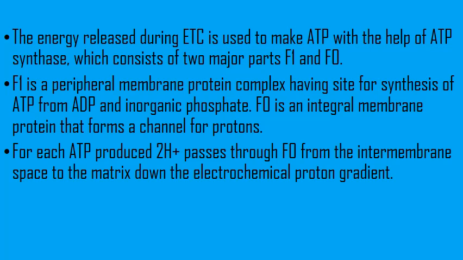The energy released during ETC is used to make ATP with the help of ATP synthase, which consists of two major parts, F1 and F0. F1 is a peripheral membrane protein complex having site for synthesis of ATP from ADP and inorganic phosphate. F0 is an integral membrane protein that forms a channel for protons. For each ATP produced, 2H plus passes through F0 from the intermembrane space to the matrix down the electrochemical proton gradient.